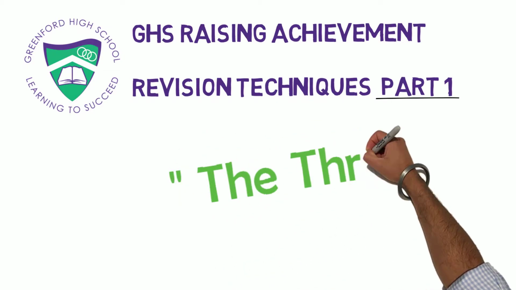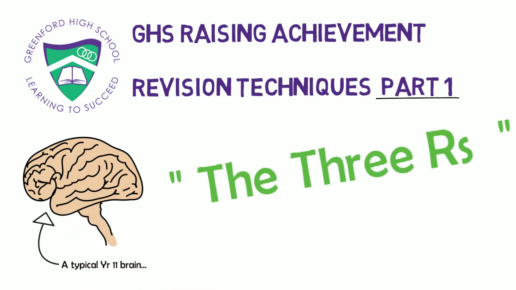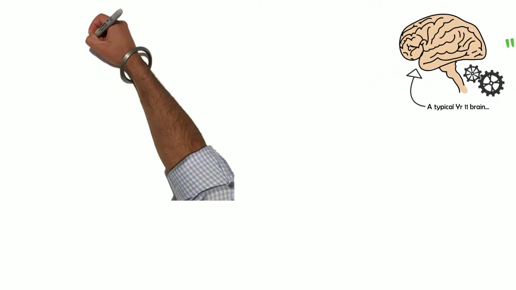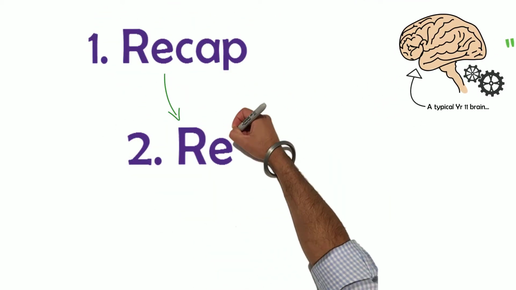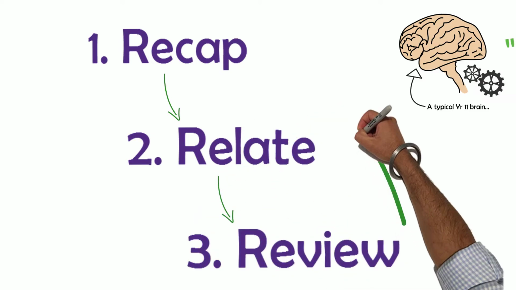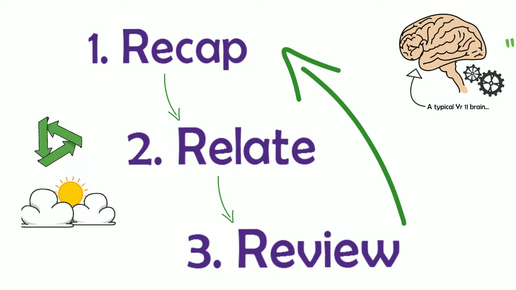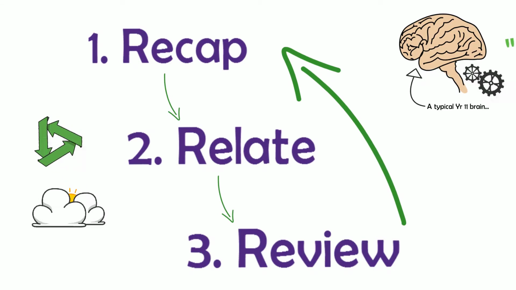Today's session is all about the 3 R's with me, Mr. Lal. So I can hear the cogs and gears in your brains whirring away. What do these R's stand for? Well, the first one is recap, the second is relate, and the third is review. And this is a cycle. So stages 1, 2, and 3 cycle back to number 1. And I'll show you exactly how to do that in just a couple of seconds.